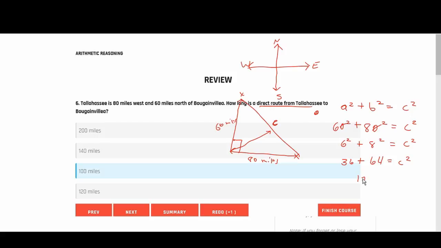36 plus 64 is 100. Again, that equals c squared. To get c by itself, we now have to take the square root of both sides. This crosses out the square root, so we're just left with c. The square root of 100 is 10. And again, I took a 0 away here to make the math easier. Now I'm going to add it back in right there, so we can see that this distance is going to be 100 miles, which is right there.